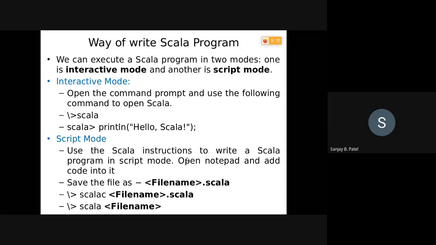Open a notepad and add code in it. Okay. So save the file as file name dot Scala, like that hello world dot Scala. Okay. scalac, the file name dot Scala. So it is a compiler to compile the particular Scala file. Here this is scalac, it is Scala's compiler, and it compiles the particular program. And we can show the output using scala and the file name.